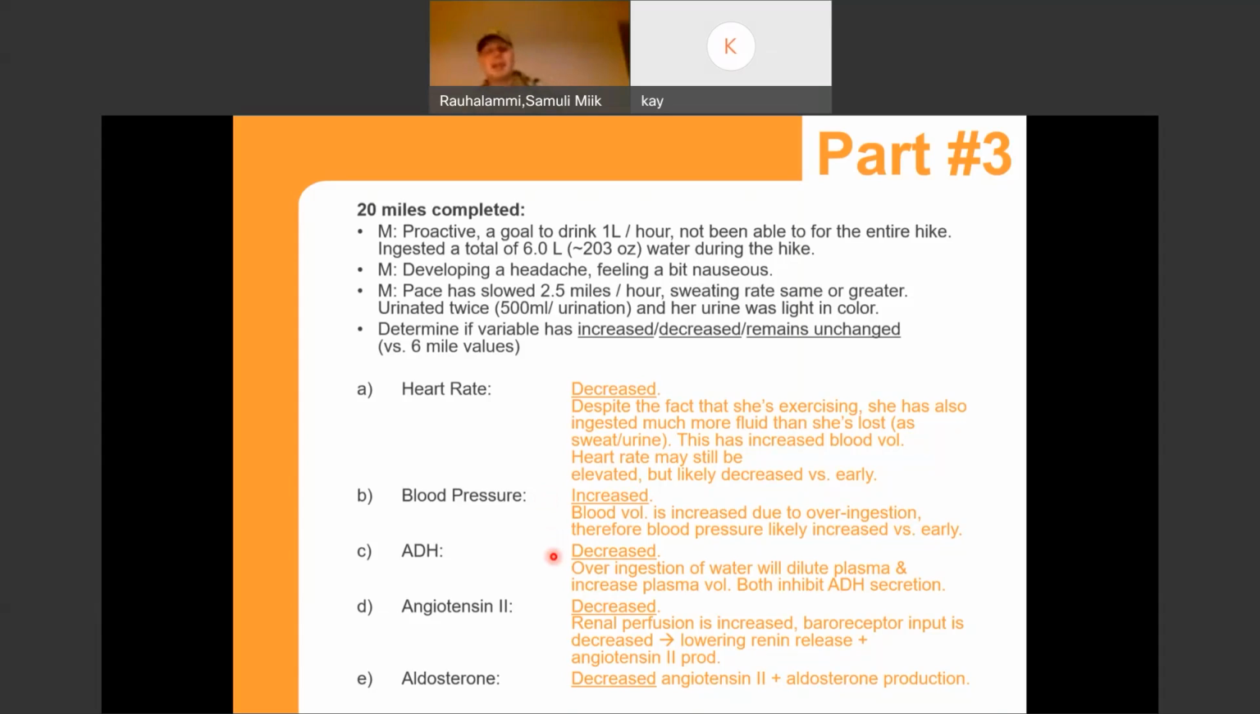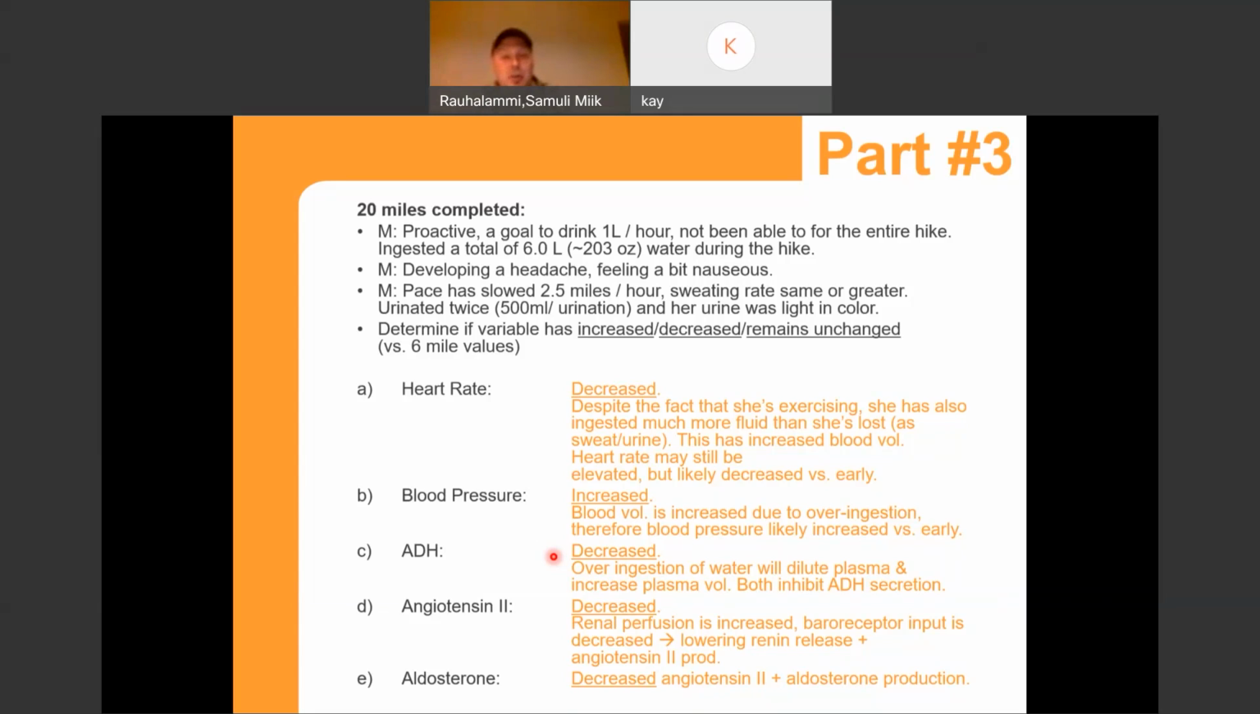What's happening to ADH hormone amounts? The amount of ADH hormone has decreased. This is because she has taken so much water that her plasma is very diluted. The plasma volume is up. These both inhibit ADH secretion. So if you have dilute plasma and your plasma volume is up, your ADH secretion will go down. So that's the explanation for that.